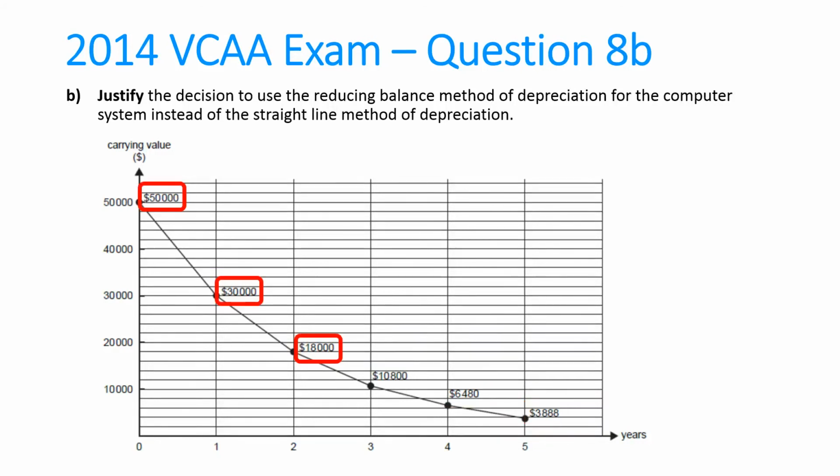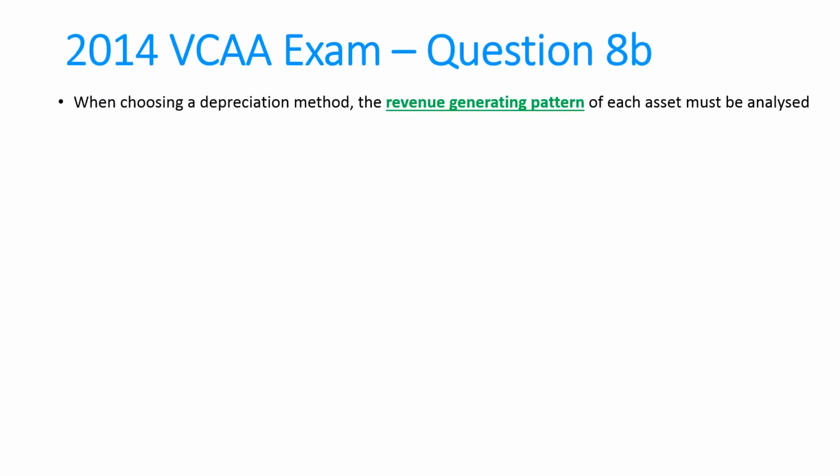So what you needed to remember was that the question asked you to justify the method that they've used. Why would you use reducing balance for a computer? And it's all to do with the revenue generating pattern of the asset.